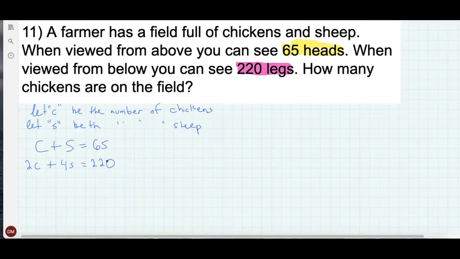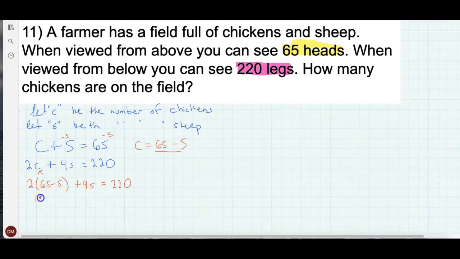So we could use elimination, we could use substitution, it doesn't really matter. But it would be pretty simple to subtract S here, and then we would have C isolated, so we could use substitution. And that would be 65 minus S, right? So this is what C is equal to. I can substitute it into the other equation. So let's go ahead and do that. So 2 times (65 minus S) plus 4S equals 220.